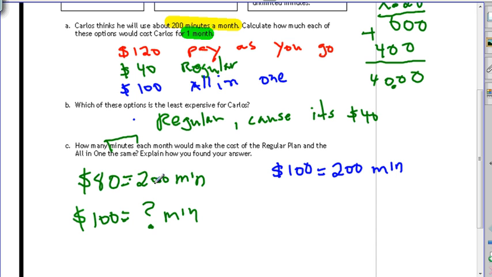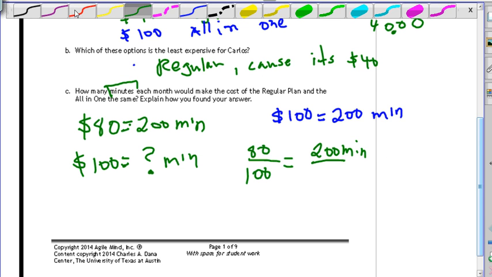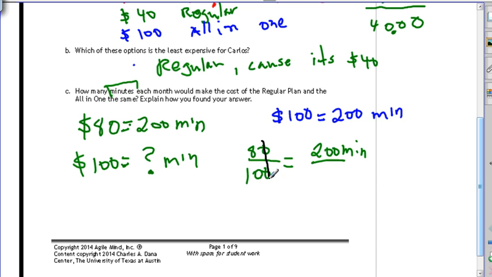So here's what we're going to try to do. We're going to set up a ratio real fast. We have 80 over 100, and this equals 200 like this. This is going old school back to chapter 5. Okay? So right now, before I cross multiply, I'm going to cancel out the zeros. So now I have 8 over 10 equals 200 minutes like this, right? 8 over 10 can be reduced to 4 over 5.